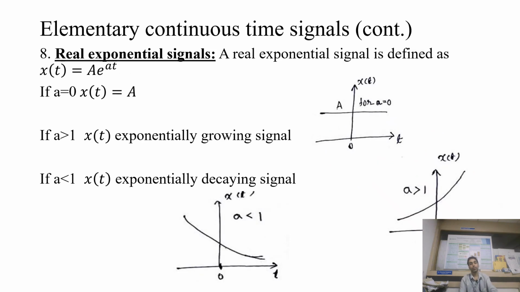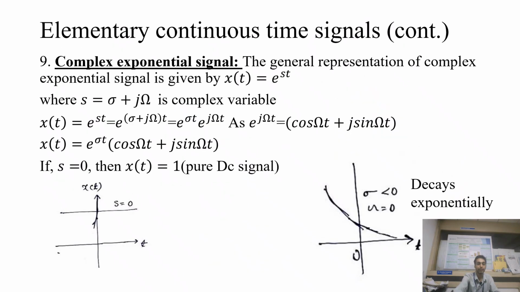So now exponential signal. So x of t is equal to a e to the at. If a is equal to 0, x of t is equal to a. If a more than 1, x of t is exponential growing signal. You can see, okay, a is equal to 0 means a t, so is equal to a, because e to the 0 is 1. If a more than 1, exponential growing signal, a less than 1, exponential decaying signal.